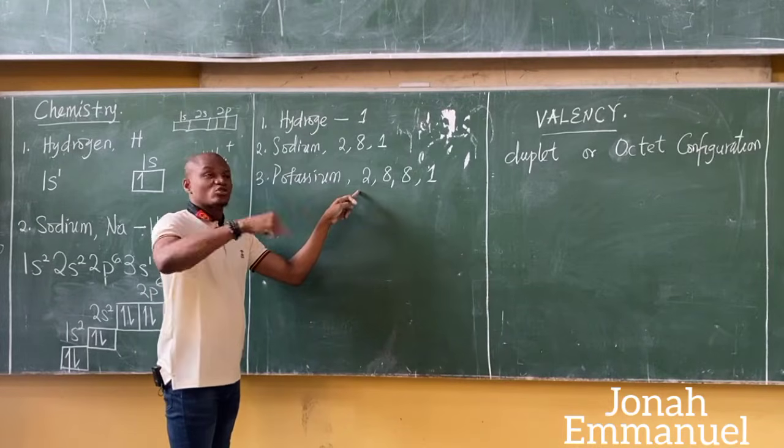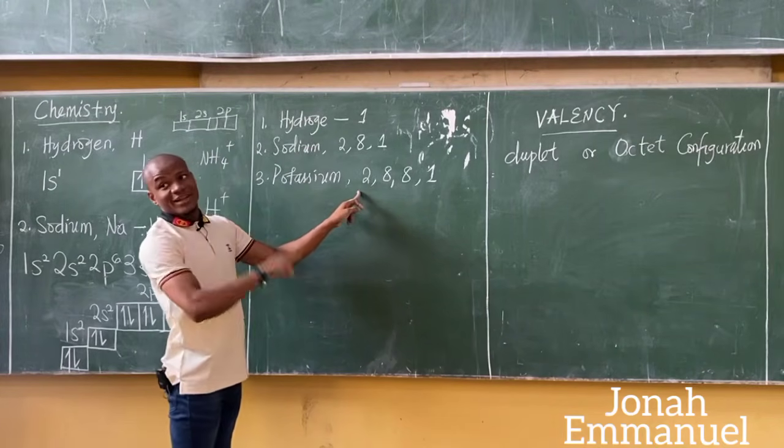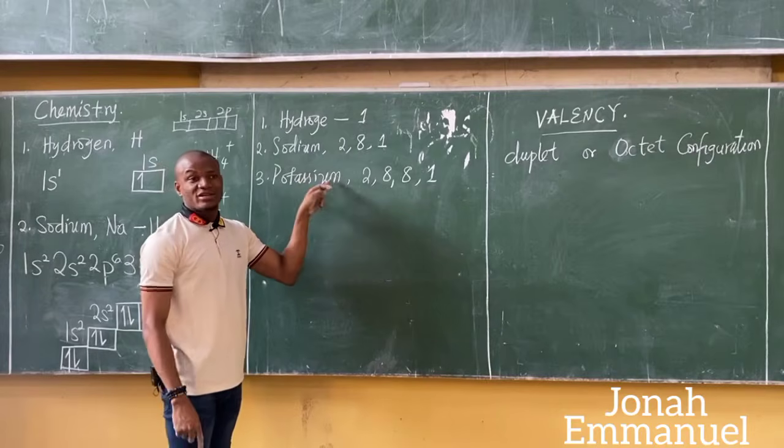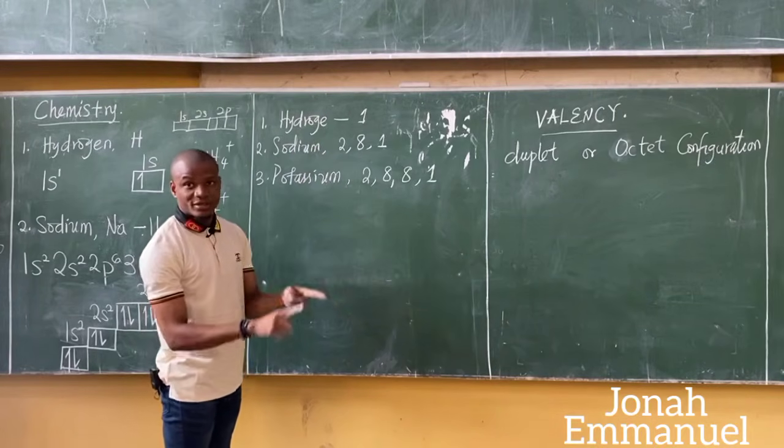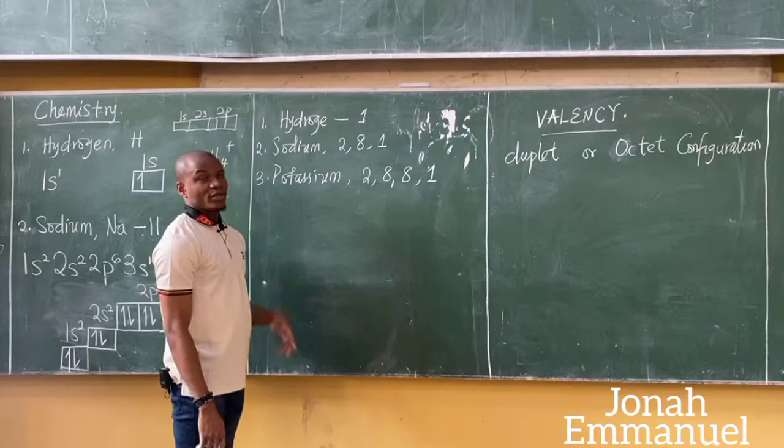So the number of electrons on that last circle are called what there? Valence electrons. That's the concept. So the valence electrons are what? The electrons on the outermost shell of an atom. That's the concept. Now, question.